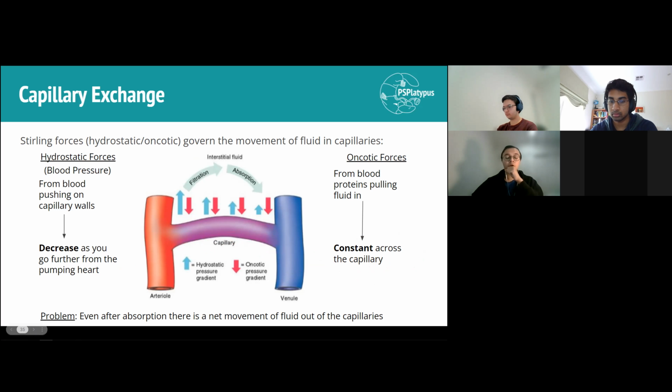The next problem that we come across, though, is that even if there is absorption, right, even if you're having net absorption, or fluid net returning back into the capillary, there is still this problem where the movement of fluid is occurring primarily out of the capillary. So in other words, you're having filtration and absorption occurring, but the net effect is that you're having more of the fluid actually coming out of the capillaries. And if that is left unresolved, it means that you're going to have fluid building up outside the capillaries, and then you're going to have edema, which is a thing you want to avoid.